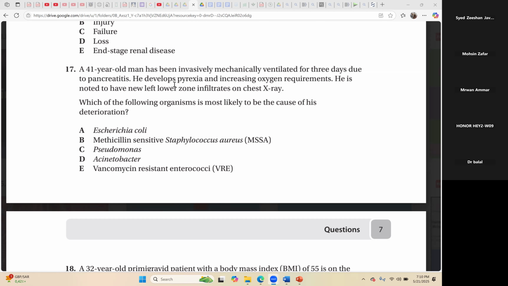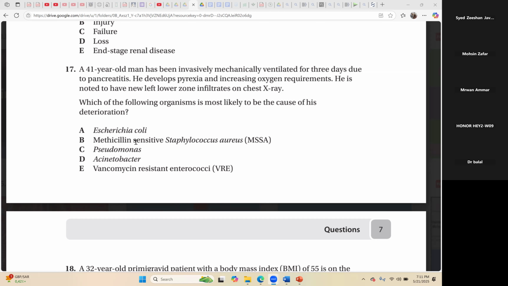So what happened? He develops pyrexia and an increase in oxygen requirement, which means the PF ratio is changing. The patient has fever, which is a sign of inflammation, and he is noted to have new left lower zone infiltrates on chest X-ray. So this is acute in onset, with fever, an increase in oxygen requirement, and infiltrates. So this is the development of ARDS. In this particular question, they are asking about the organism.